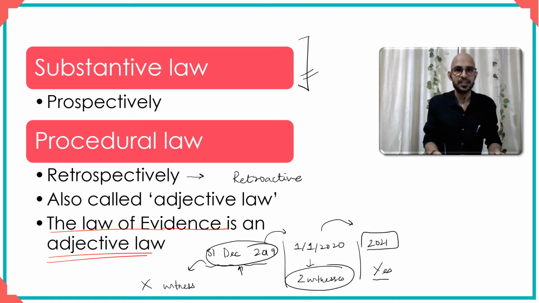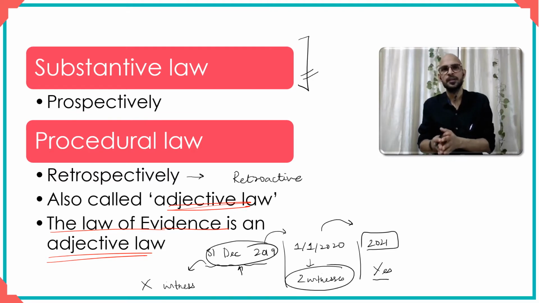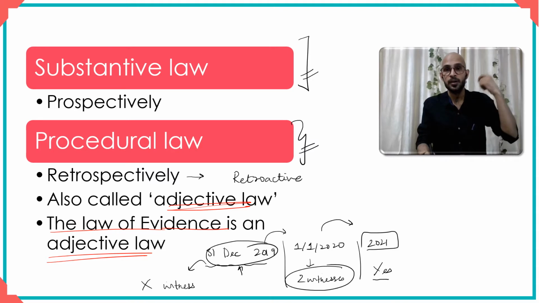I've used the word adjective law here because the word adjective law is synonymous with procedural law. There are some jurists who believe that an adjective law is a part of procedural law, whereas some jurists say that adjective law is the same as procedural law. For the ease of our understanding, we could perhaps understand that an adjective law is a synonym for procedural law, right? So the important point that I want to establish here was that procedural laws operate retrospectively, whereas substantive laws only operate prospectively.